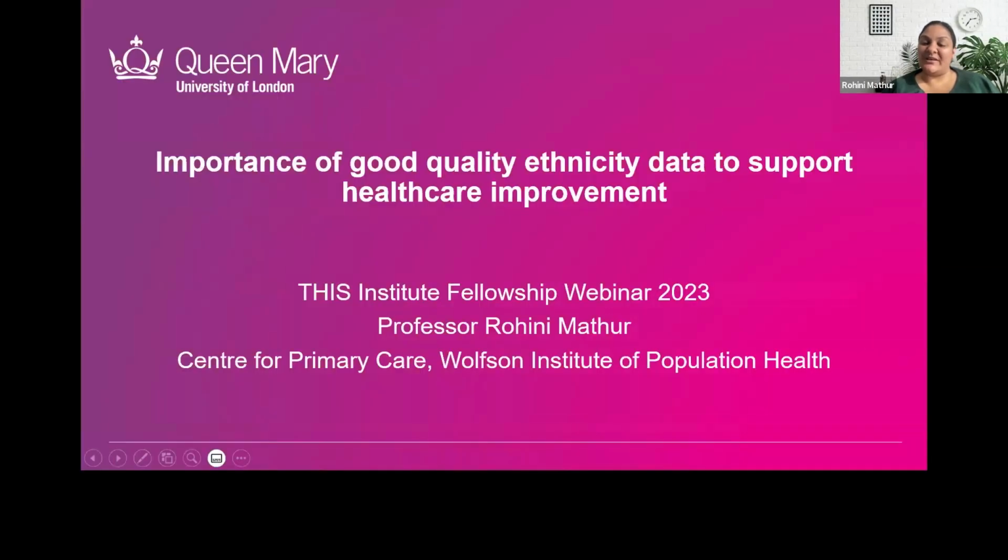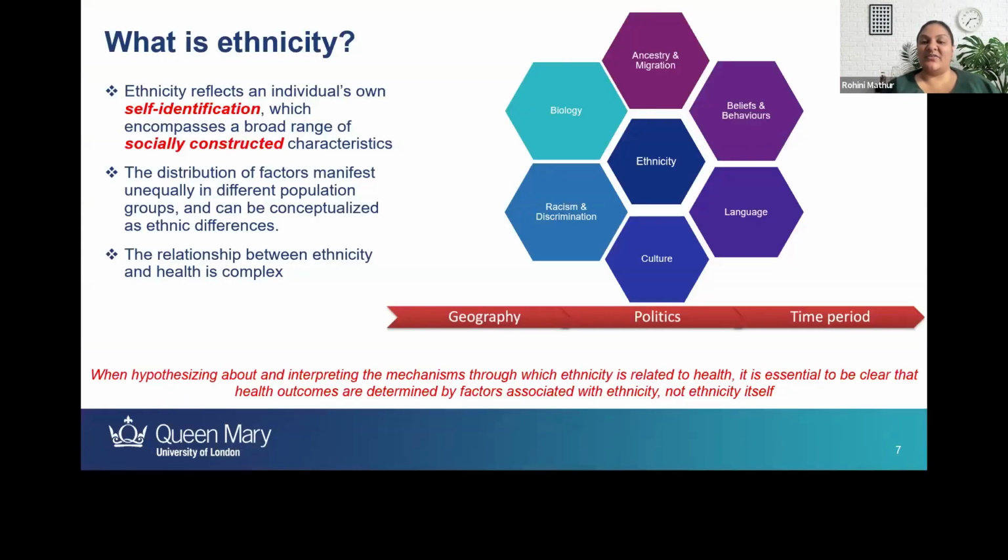So my name is Rohini Mathur, and I'm based at Queen Mary University. I'm an epidemiologist with experience working largely around ethnic inequalities in health using UK-based electronic health records. And I'm sure this is familiar to most of you, but I'll just have a quick overview of what ethnicity is and why it's so important to examine this in relation to healthcare outcomes.